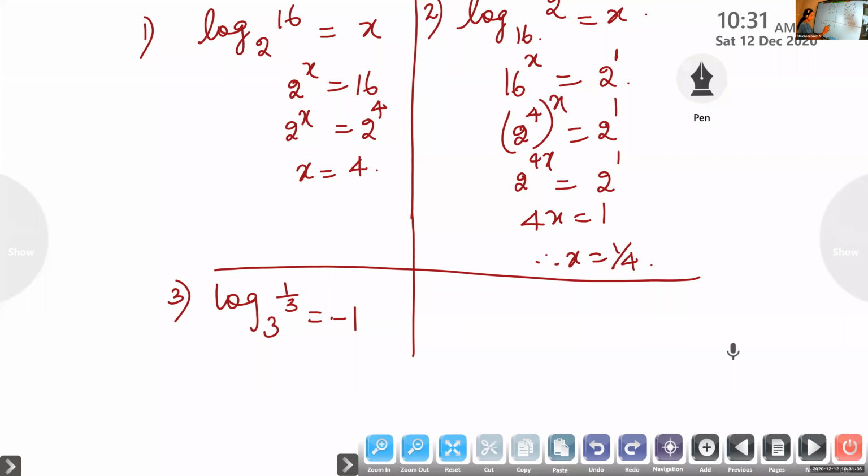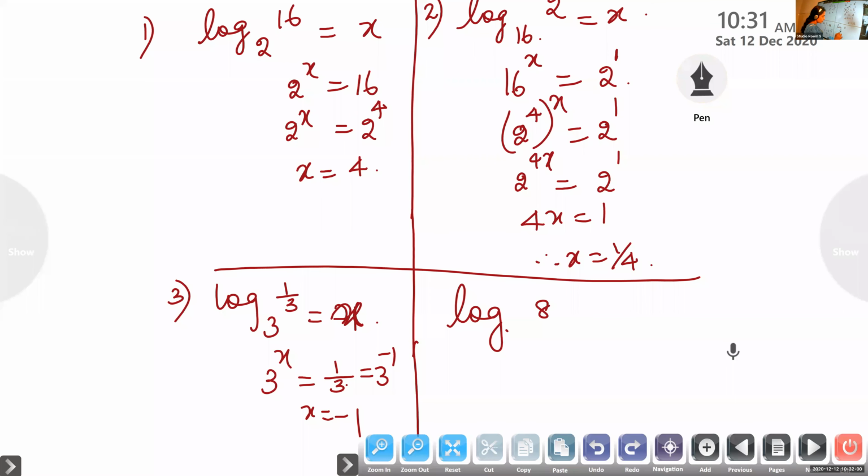So this one we can take as x, isn't it? Then 3 raised to x is 1 by 3. So we can write this as 3 raised to -1. Now when you equate, we get x is equal to -1. Now next one, you have to give the answer. Log 8 to the base root 2.